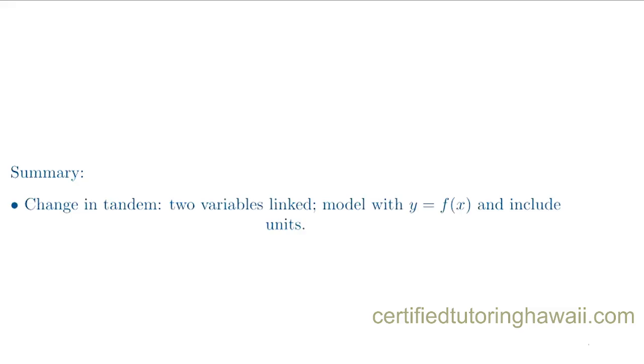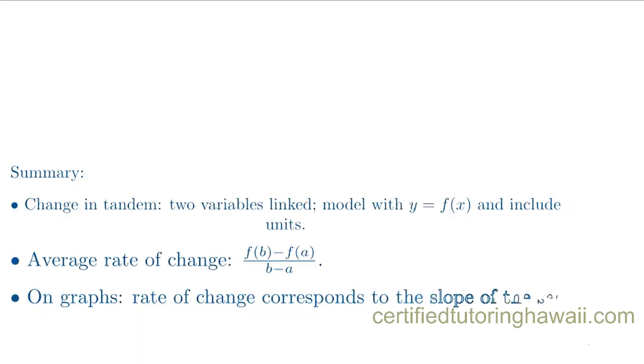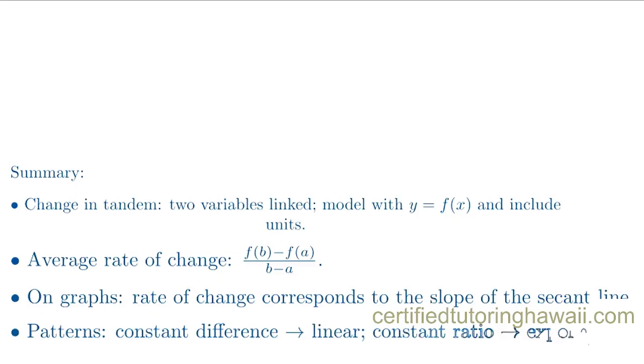Our main tool for measuring change was the average rate of change, calculated as f(b) minus f(a) divided by b minus a. We saw that on a graph, this corresponds to the slope of the secant line between 2 points. Finally, we learned to identify patterns in tables. A constant difference means linear growth, and a constant ratio suggests exponential growth.